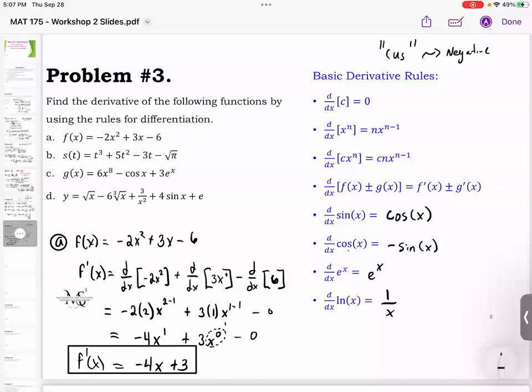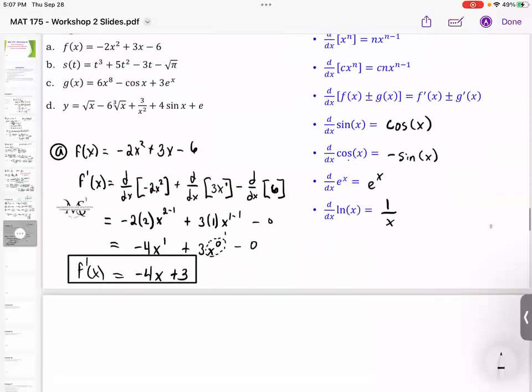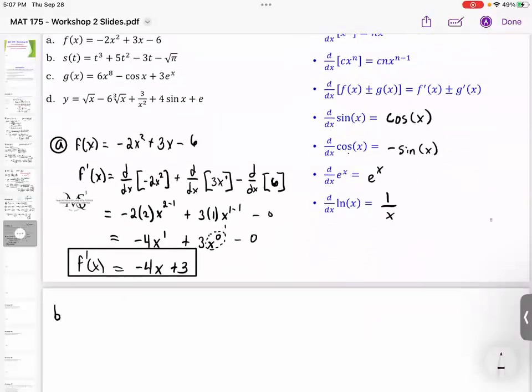Let's just try another example. I'll do it in similar formatting until we get used to it. So I'm just going to scroll down, and we're going to look at part B. Part B says that we want to find the derivative of s of t. So s of t was defined as t to the third power plus 5t squared minus 3t minus the square root of pi. So essentially, I'm finding s prime of t.